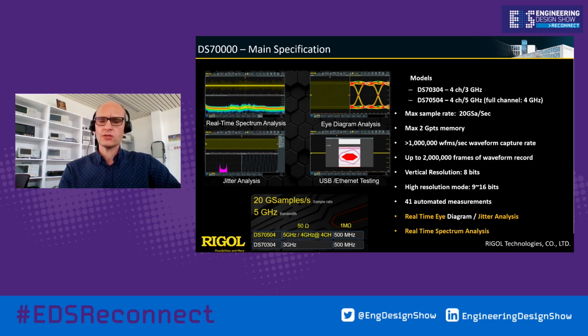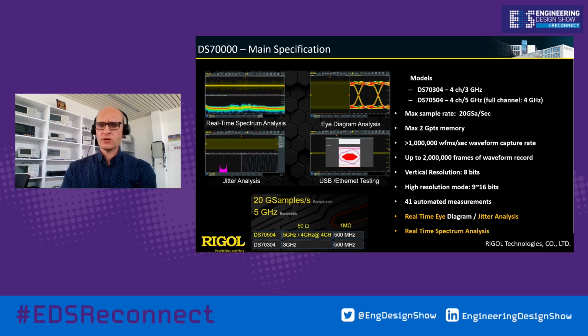In case you activate all 4 channels, you can still measure 4 gigahertz with all 4 channels. The maximum sample rate is 20 gigasamples when using a single channel or 2 channels. In case you choose all 4 channels in parallel, the sample rate is still 10 gigasamples per second. And therefore, 4 gigahertz is easily possible to measure.